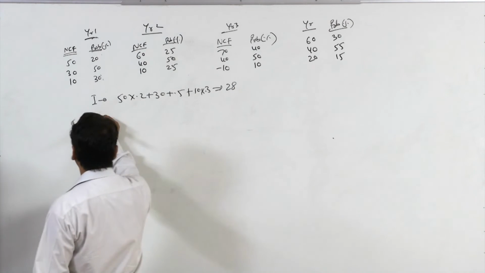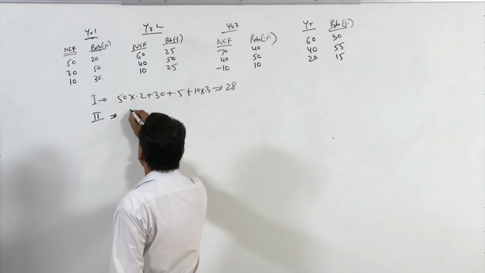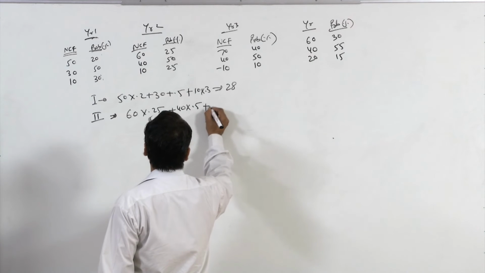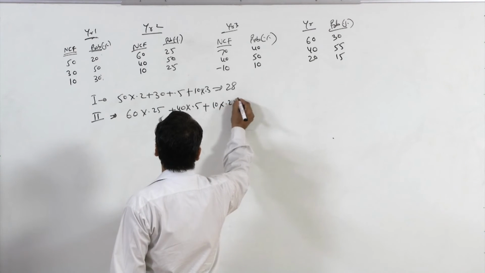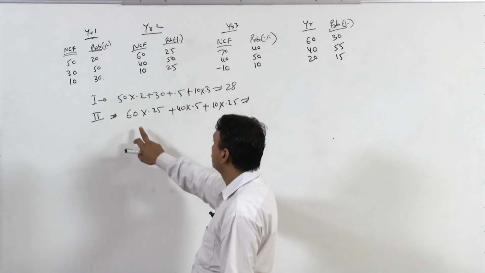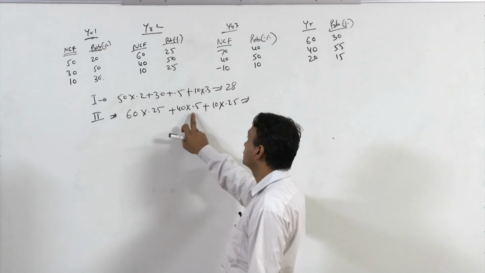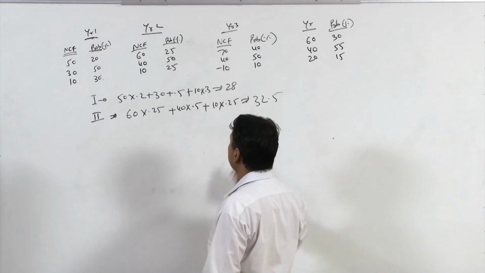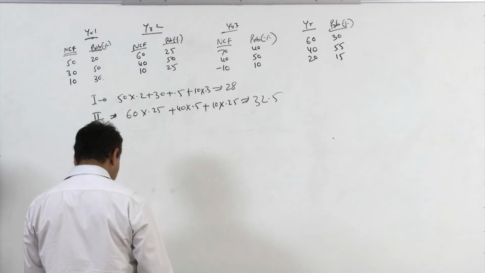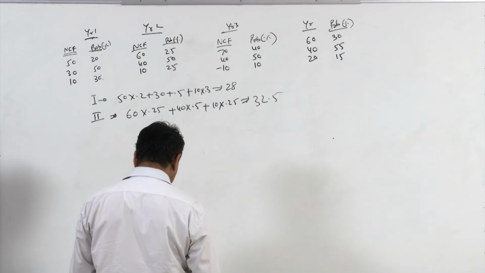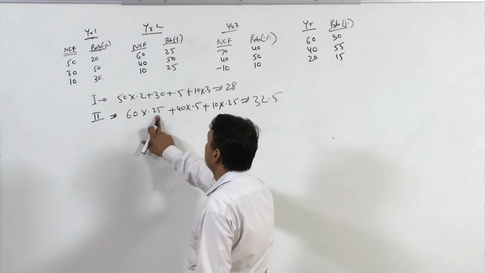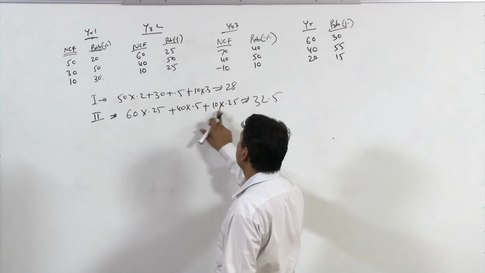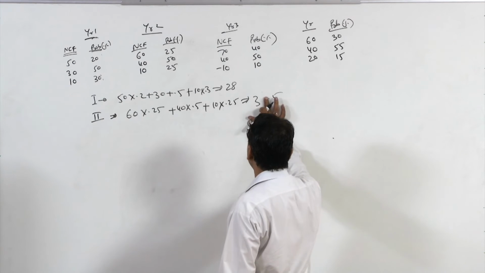Similarly, second year: 60 into 0.25 plus 40 into 0.5 plus 10 into 0.25. What would this value be? So this is 15 lakh, this is 20 lakh, 35, and this is 2.5, 32.5 lakh, right. It's not 32.5, just check this. This is 15, this is 20, 35 plus 2.5 is 37.5, right.